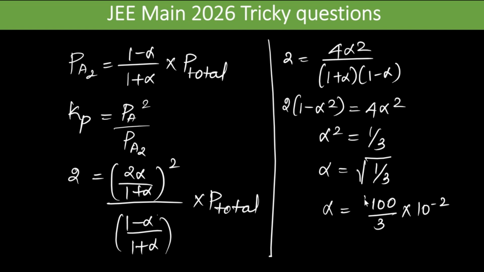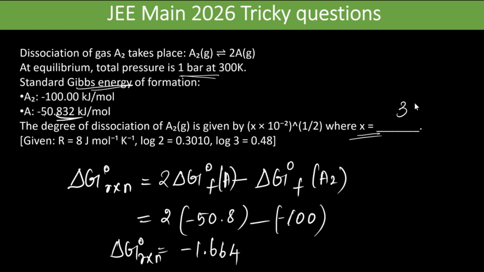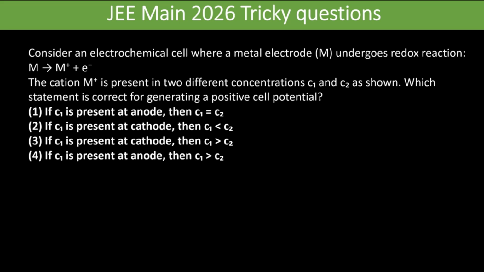So which is correct? Now 100 by 3 is 33.33. So nearest integer they are asking, so which should be 33. Okay, cool. Let me know how many of you are right in the exam.